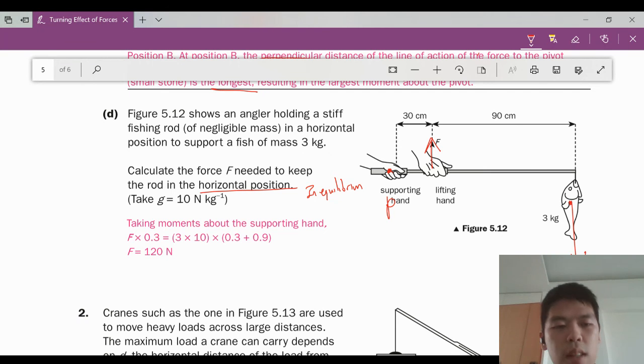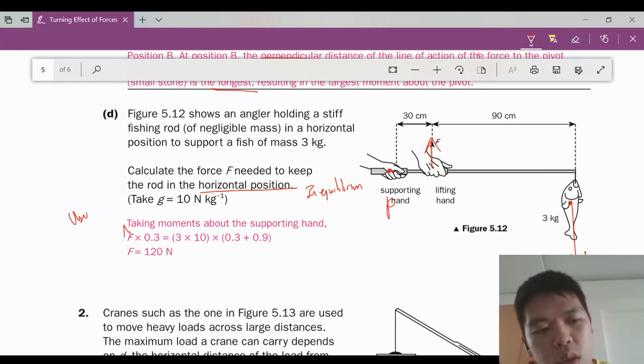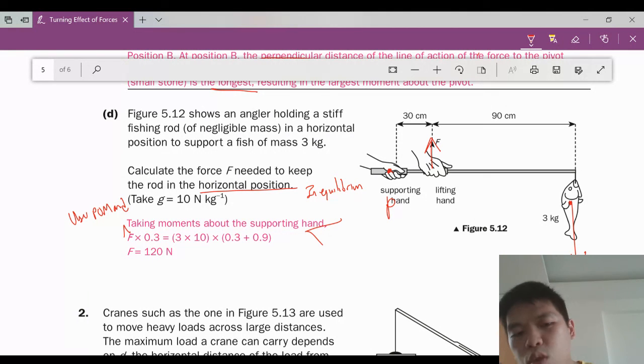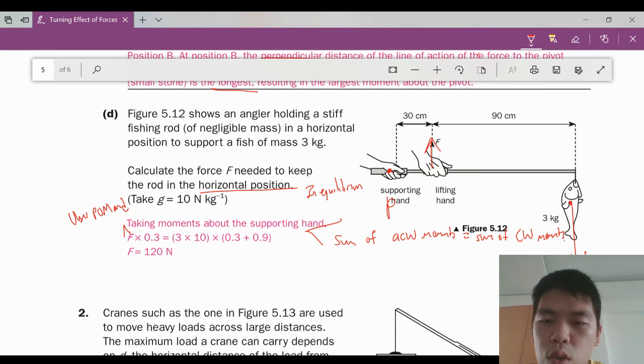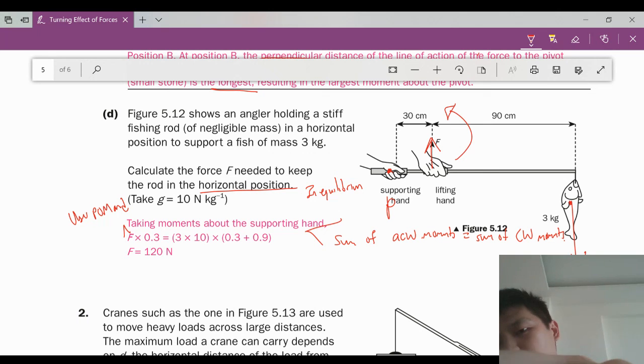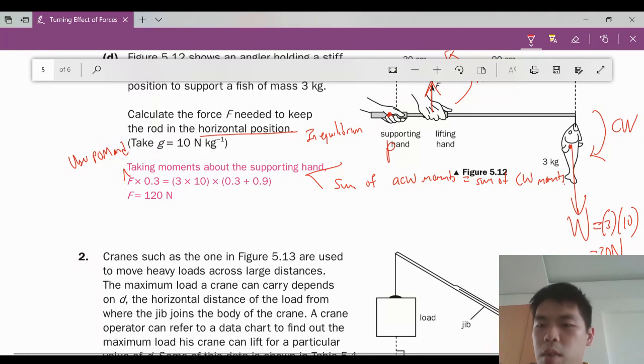So let's do the question. Use the principle of moments, taking moments about the supporting hand. You have to include that the sum of the anti-clockwise moments is equal to the sum of the clockwise moments. You must write this first before you start. Why? Because your F causes the rod to turn this way, which is anti-clockwise. Your fish causes it to turn this way, which is clockwise. For those who are not able to see, 30 is here.